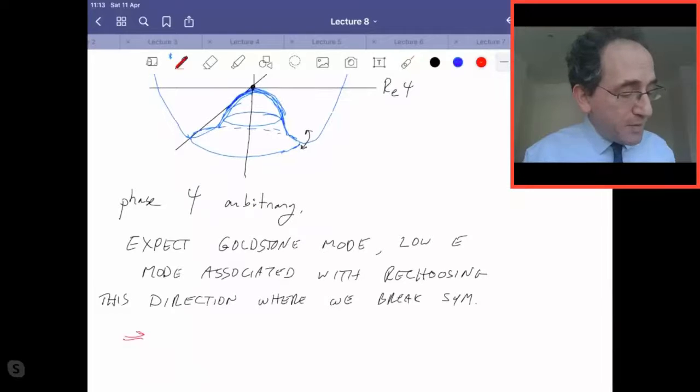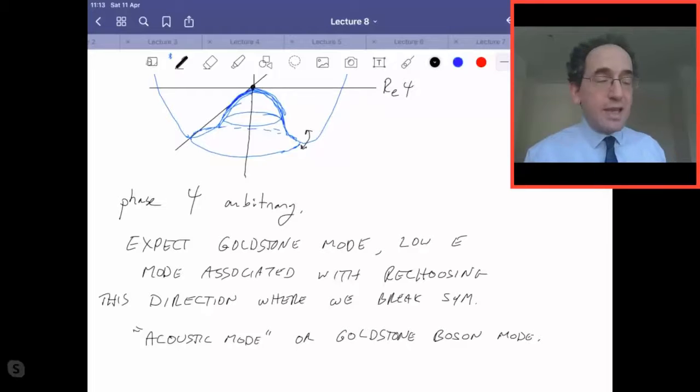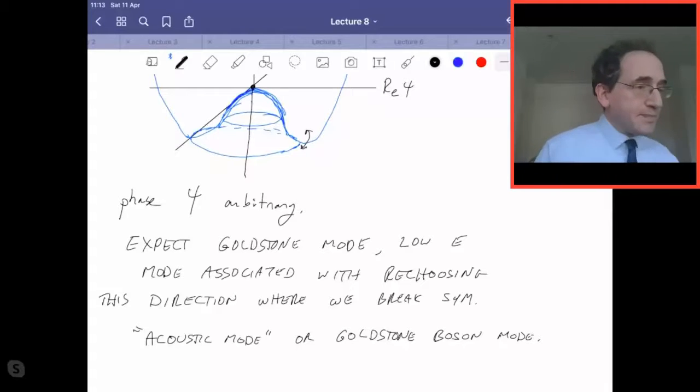So this will be a sound mode, an acoustic mode, sometimes known as an acoustic mode, or a Goldstone boson mode. And I think there is a homework assignment to try to actually calculate the spectrum of this Goldstone boson mode.